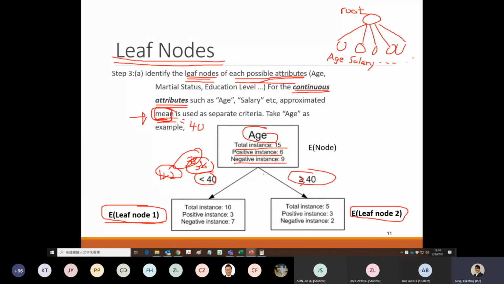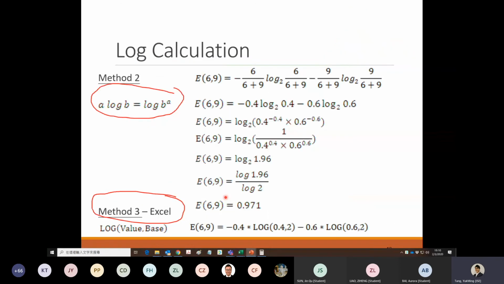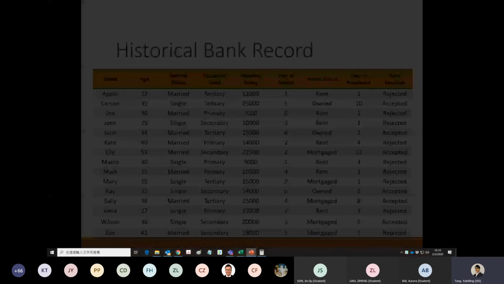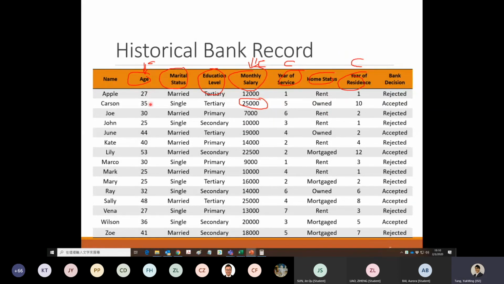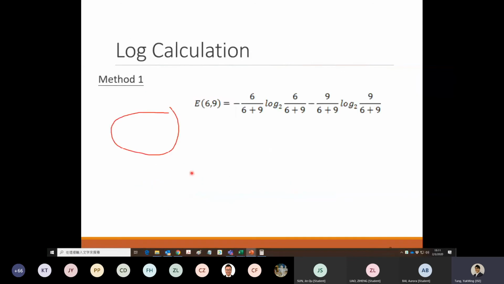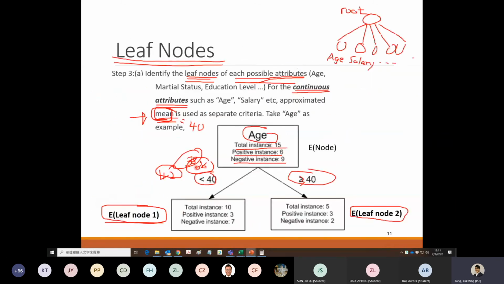After we have divided them into two different groups, we calculate the number of instances for those with less than 40 years old. We go back. How many are less than 40 years old? 1, 2, 3, 4, 5, 6, 7, 8, 9, 10. We have 10 customers less than 40 years old, and then we have 5 customers larger or equal to 40 years old.